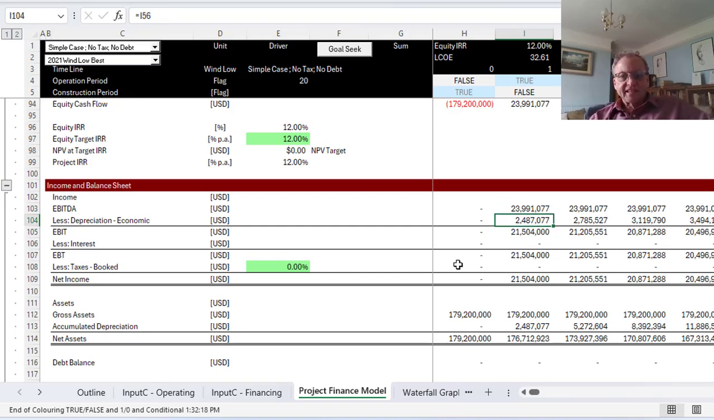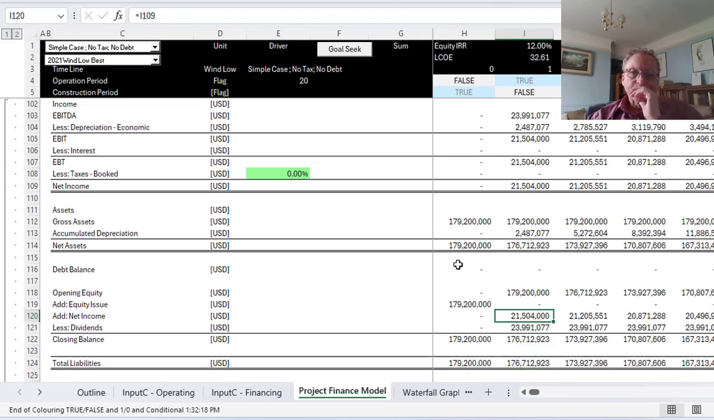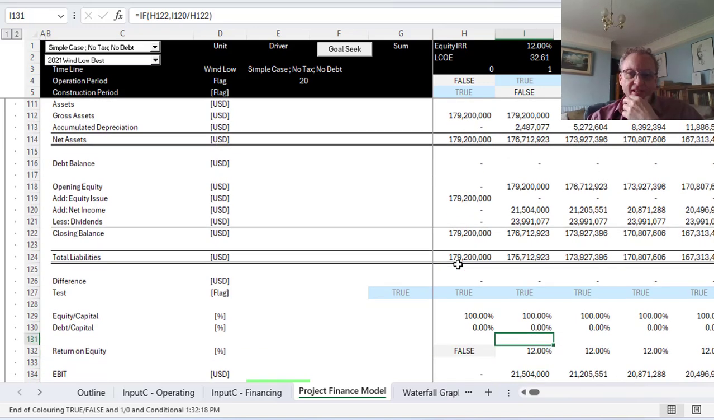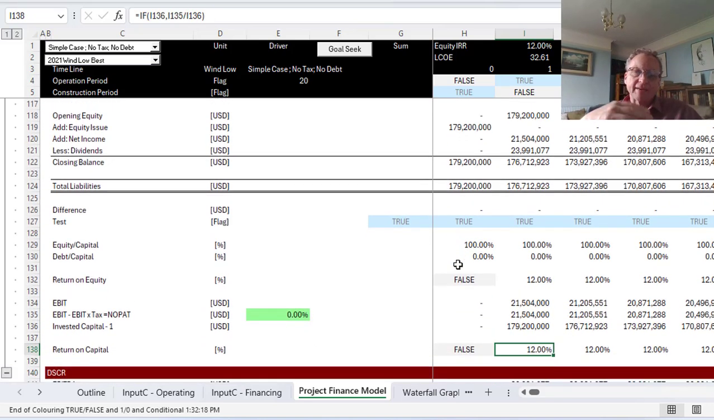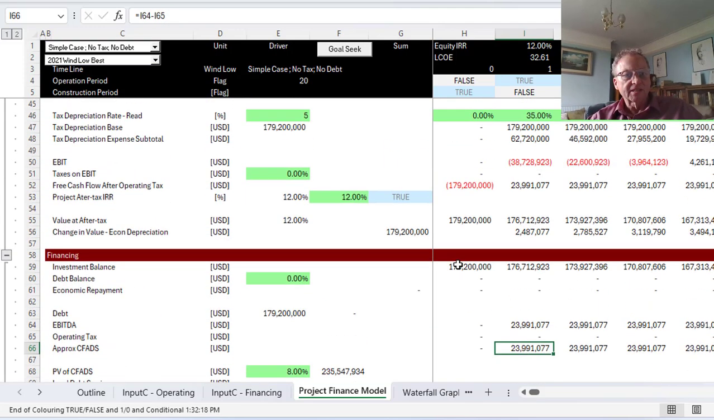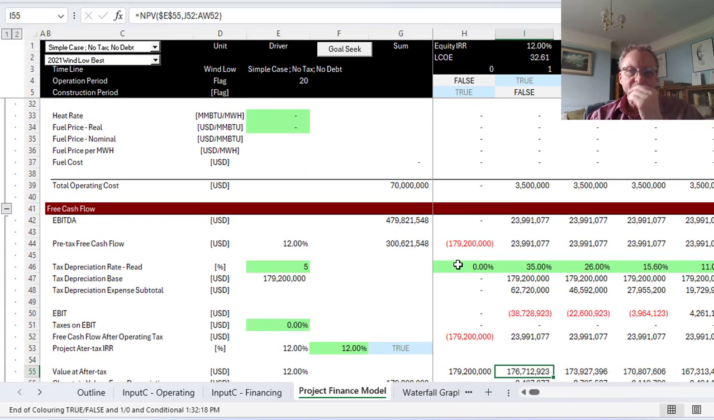In this case, I did put in some depreciation that we'll come back to, and when we put this depreciation in, here's the really nice thing: the return on equity and the return on capital are both 12%, and they're 12% in each and every year. And the only way that works is if you do not use straight line depreciation.